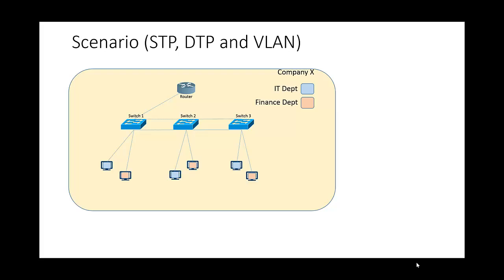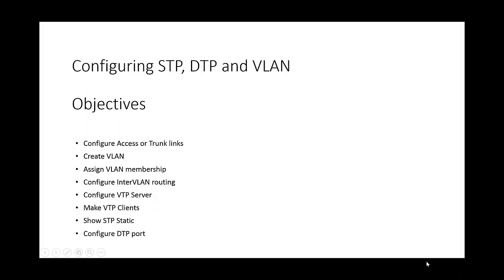As you can also see on the diagram, we're going to be creating a form of redundancy within the network by introducing dual connections on all switches. Without further ado, we will just run through the objectives. Configure access or trunk links, create VLANs, assign VLAN memberships, and configure inter-VLAN routing, which will be at the end. We'll configure the VTP server, make VTP clients on the switches, show the Spanning Tree Protocol in action, and configure the dynamic trunking port as well.